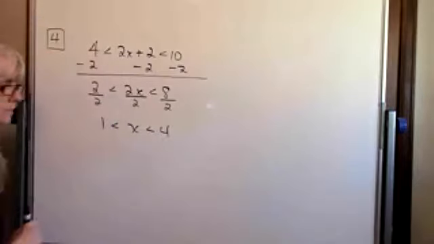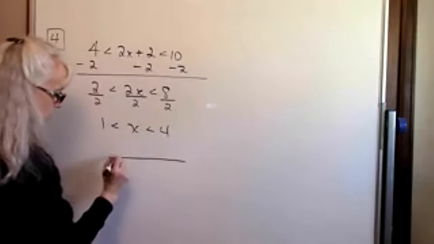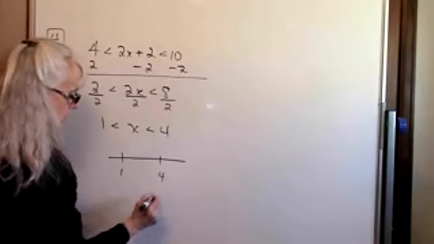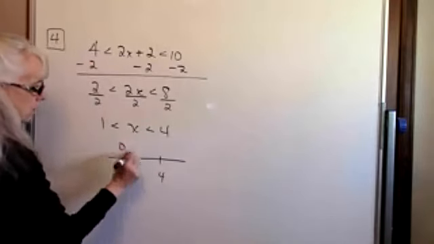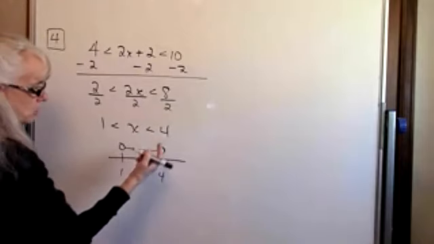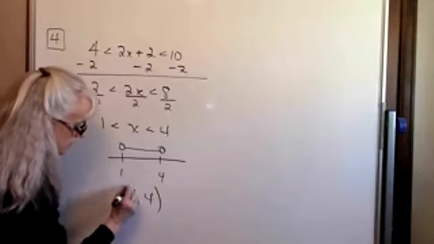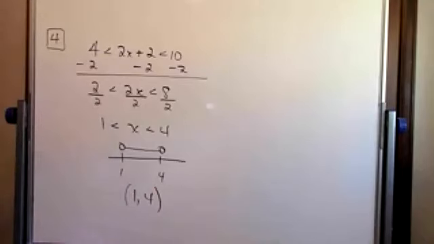And we graphed these a few minutes ago in the previous video. So we know that we're going to go between 1 and 4. Here's my 1, here's my 4. We need an open circle on both, and we're trapped between the 2 because we have to be bigger than 1, but still smaller than 4. So we're going to go from 1 to 4 with parentheses. Nice.